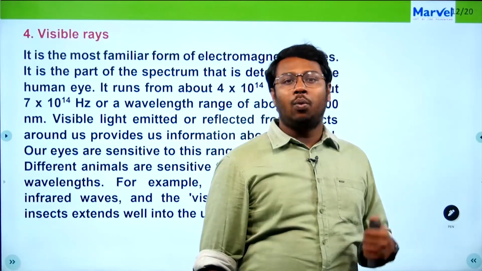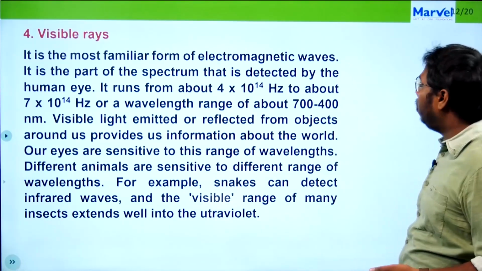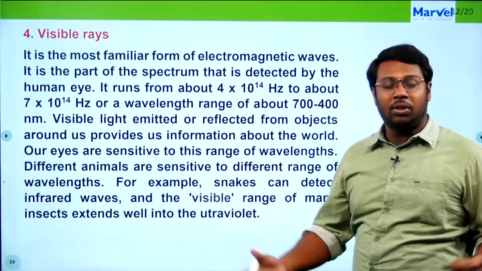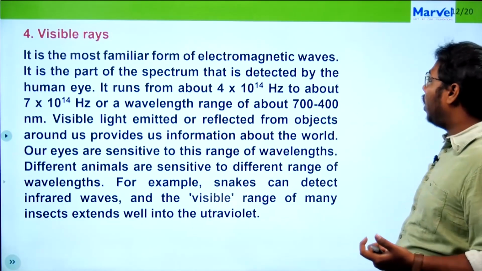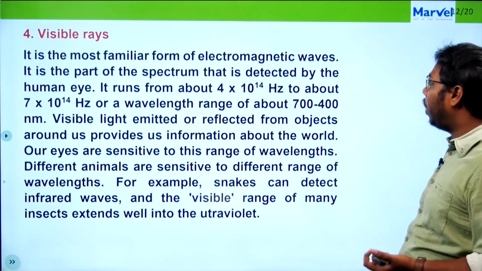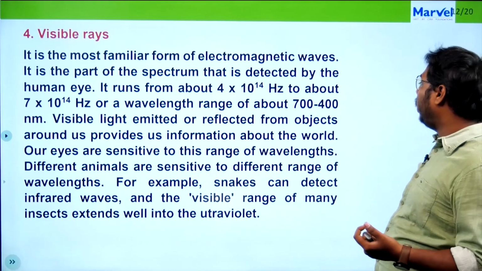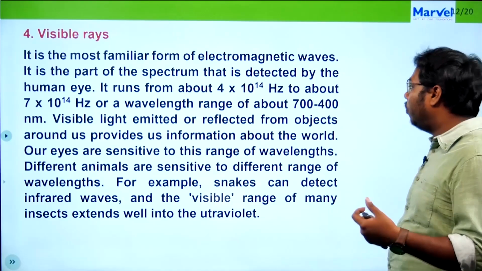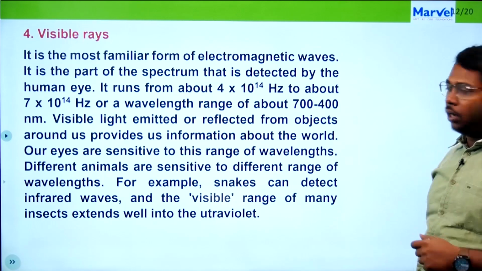Now we move on to the visible rays. It is the most familiar form of the electromagnetic waves, because whatever we see with our naked eyes are the visible rays. It is the part of the spectrum that is detected by the human eye. It runs from about 4 × 10^14 hertz to about 7 × 10^14 hertz, or a wavelength range of about 700 to 400 nanometers.